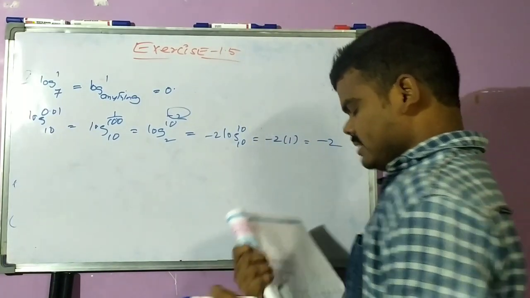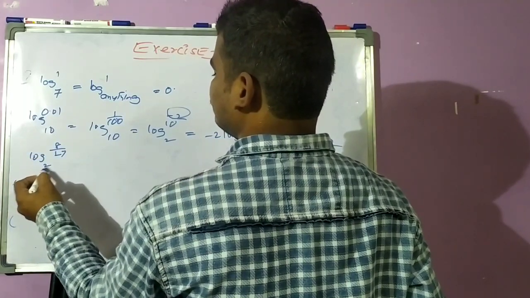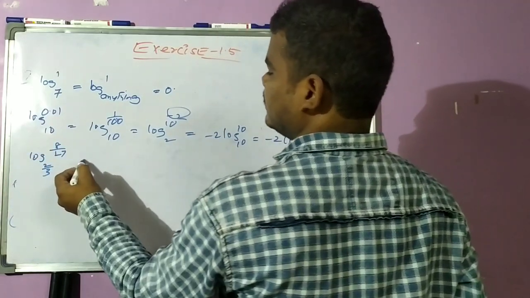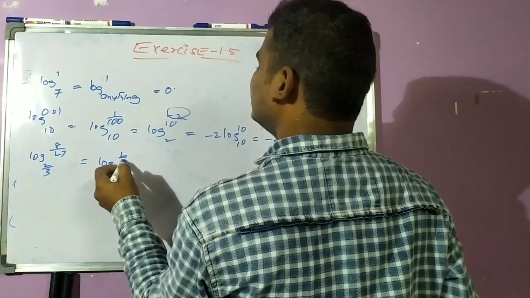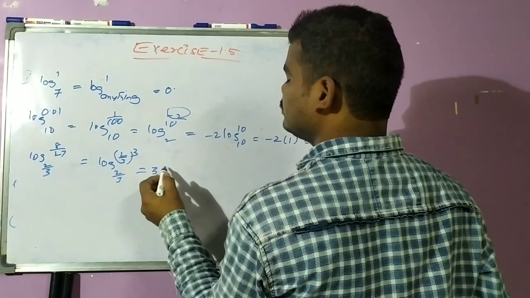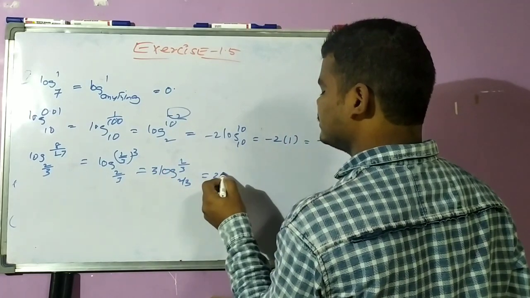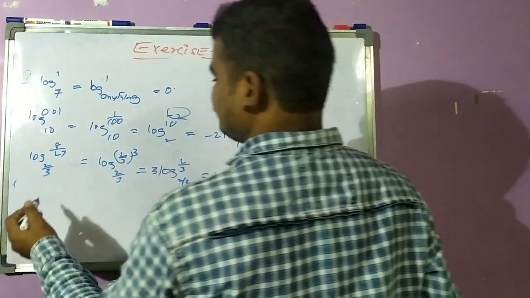Logarithm of 8 by 27. Logarithm of 8 by 27 to base 2 by 3. This is logarithm of 2 by 3 whole cube to base 2 by 3. 3 into logarithm of 2 by 3 to base 2 by 3. 3 into 1 gives the value 3.